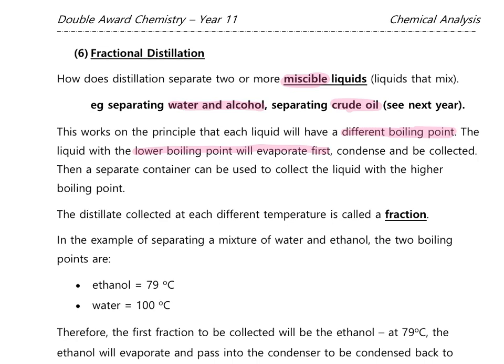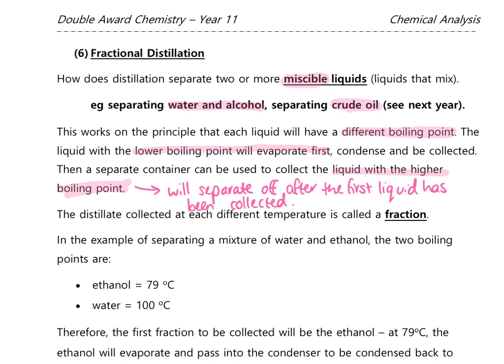So it evaporates first, condenses, and is collected. And then what we do is when we see the temperature start to rise again, we can use a separate container to collect the liquid with the higher boiling point. It will separate off afterwards. And each liquid that is collected is what we call a fraction. Think of it as just a fraction of your initial mixture. That's what we call the different liquids, the different distillates that are collected at each different temperature.